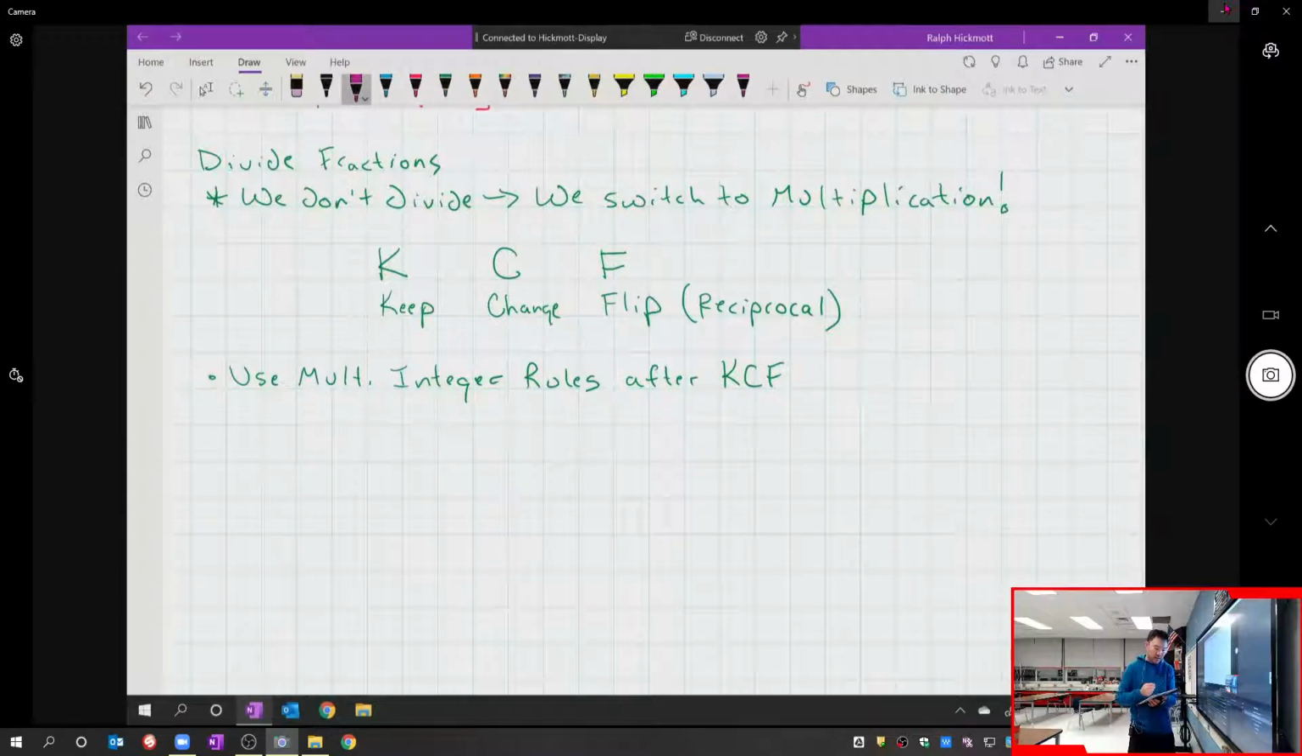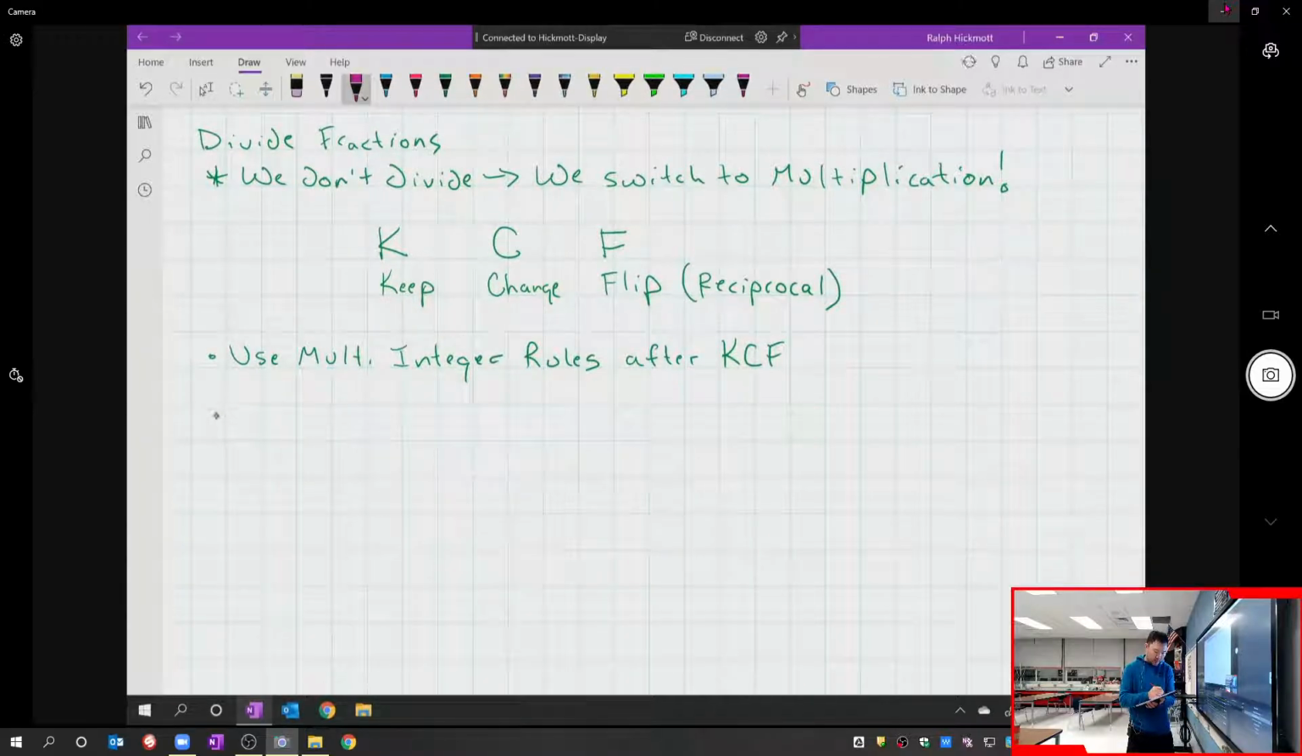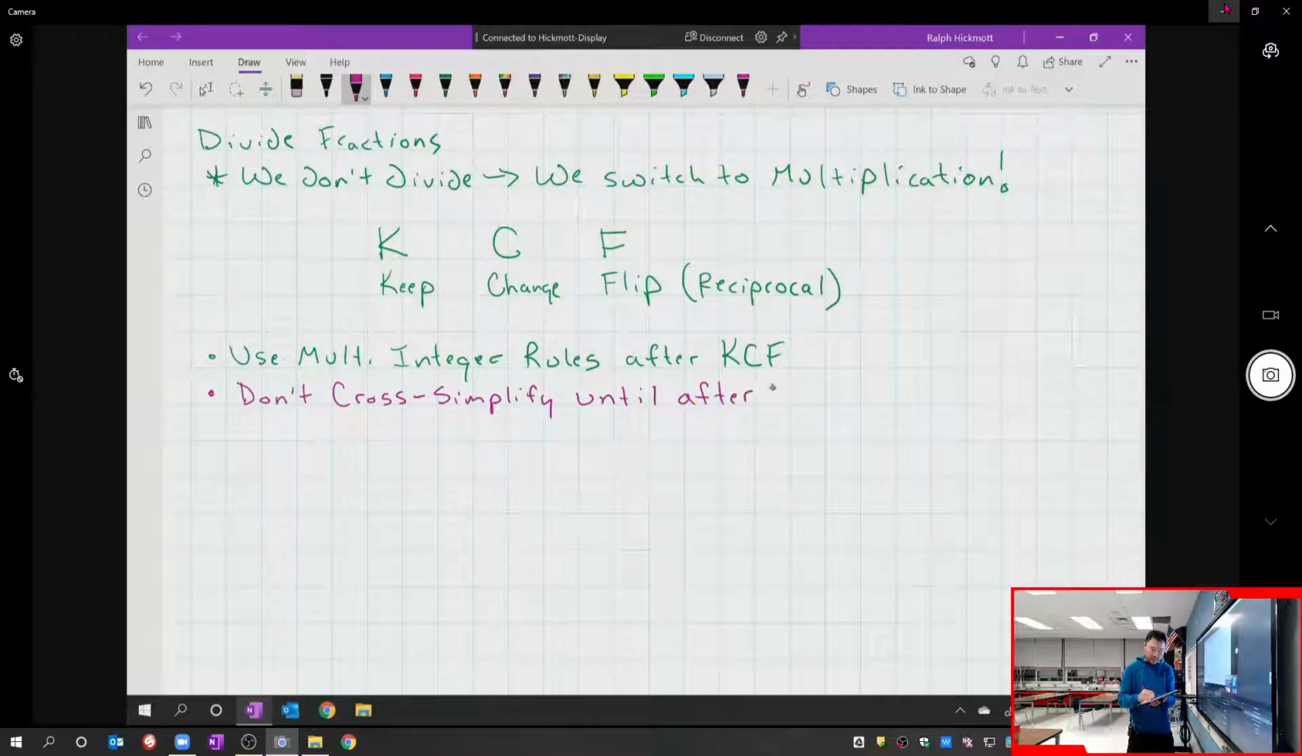One thing I do want to mention that is important because it's a common mistake I see. I'm going to put it here as another bulleted point in a different color so it's real obvious. Don't cross simplify until after the flip. The reason we do this is to make the problem simpler and easier to work with, but cross simplification only works when we are multiplying, and we don't want to cross simplify before we flip, or else the entire math problem changes.